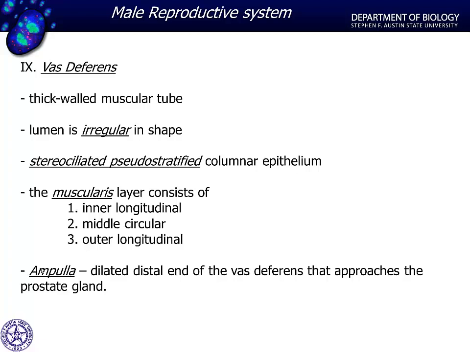but the difference here is the luminal diameter and then the extensive muscularis. I mean, this is a very thick wall muscular tube. Inner and outer longitudinal layers with a middle circular layer. And as we look at the vas deferens, as it goes into the body and it approaches the prostate gland, where we're going to join on with the seminal vesicle, the ejaculatory duct, we're going to have an ampulla. This is going to be a dilated end of the vas deferens.